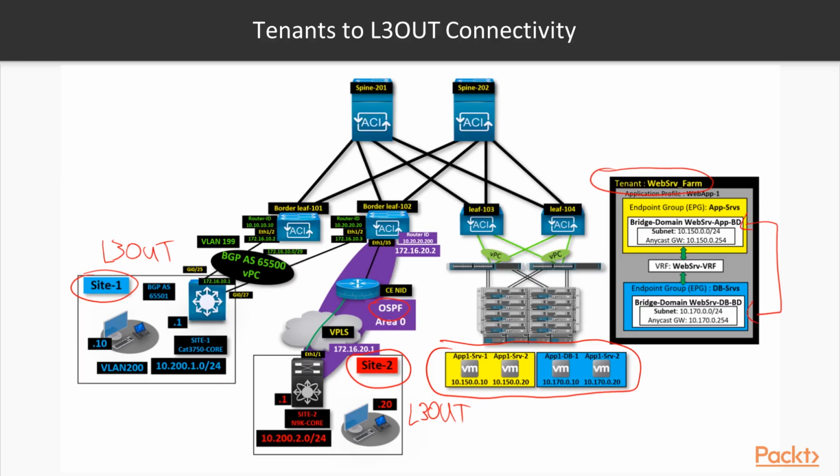Now, we need Site 1 to be able to communicate to my app SRV EPG. And Site 2 needs to communicate to the database EPG. And here's the scenario, and this is why it's going to be slightly different from a very simple, straightforward contract. Let me go ahead and draw real quick.